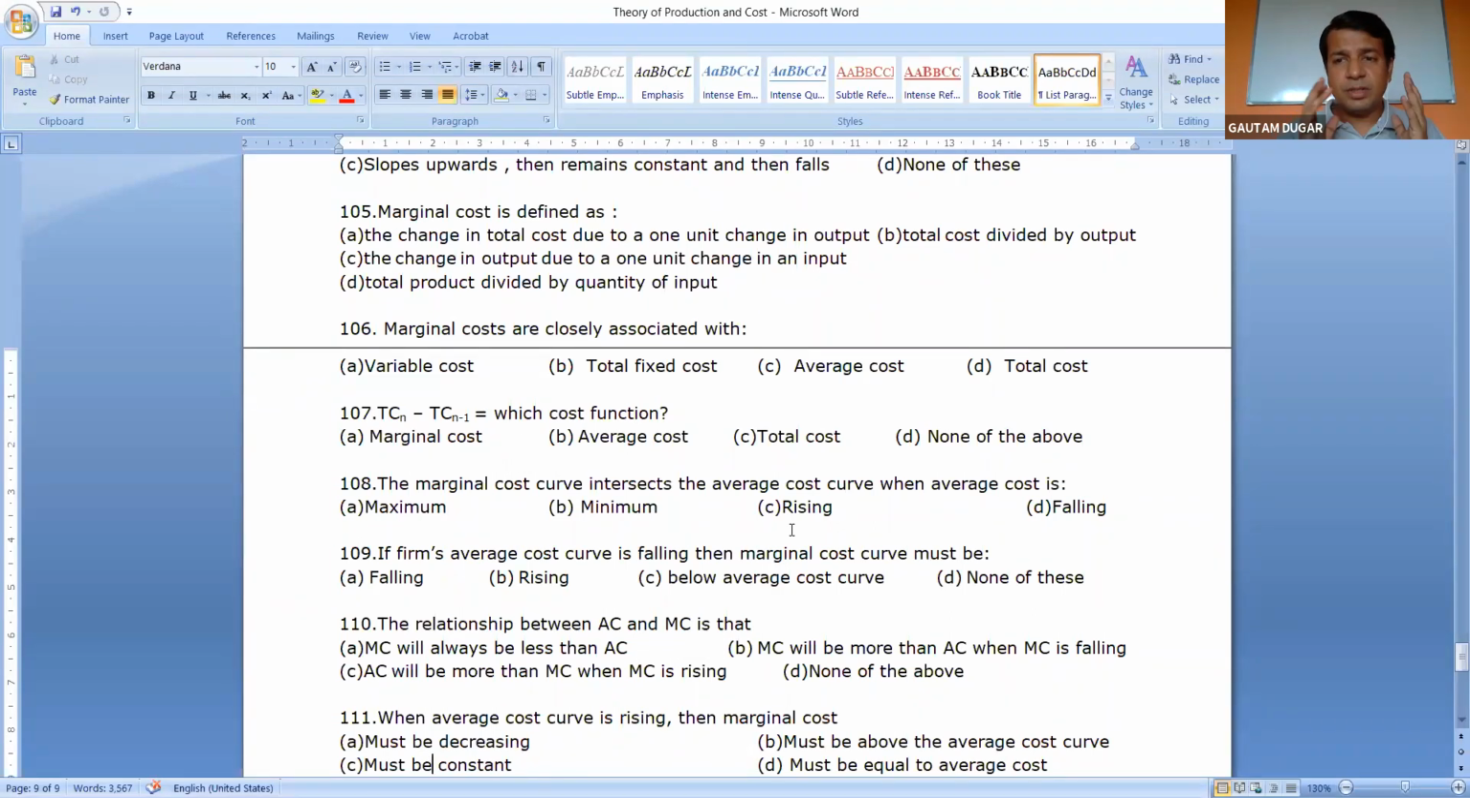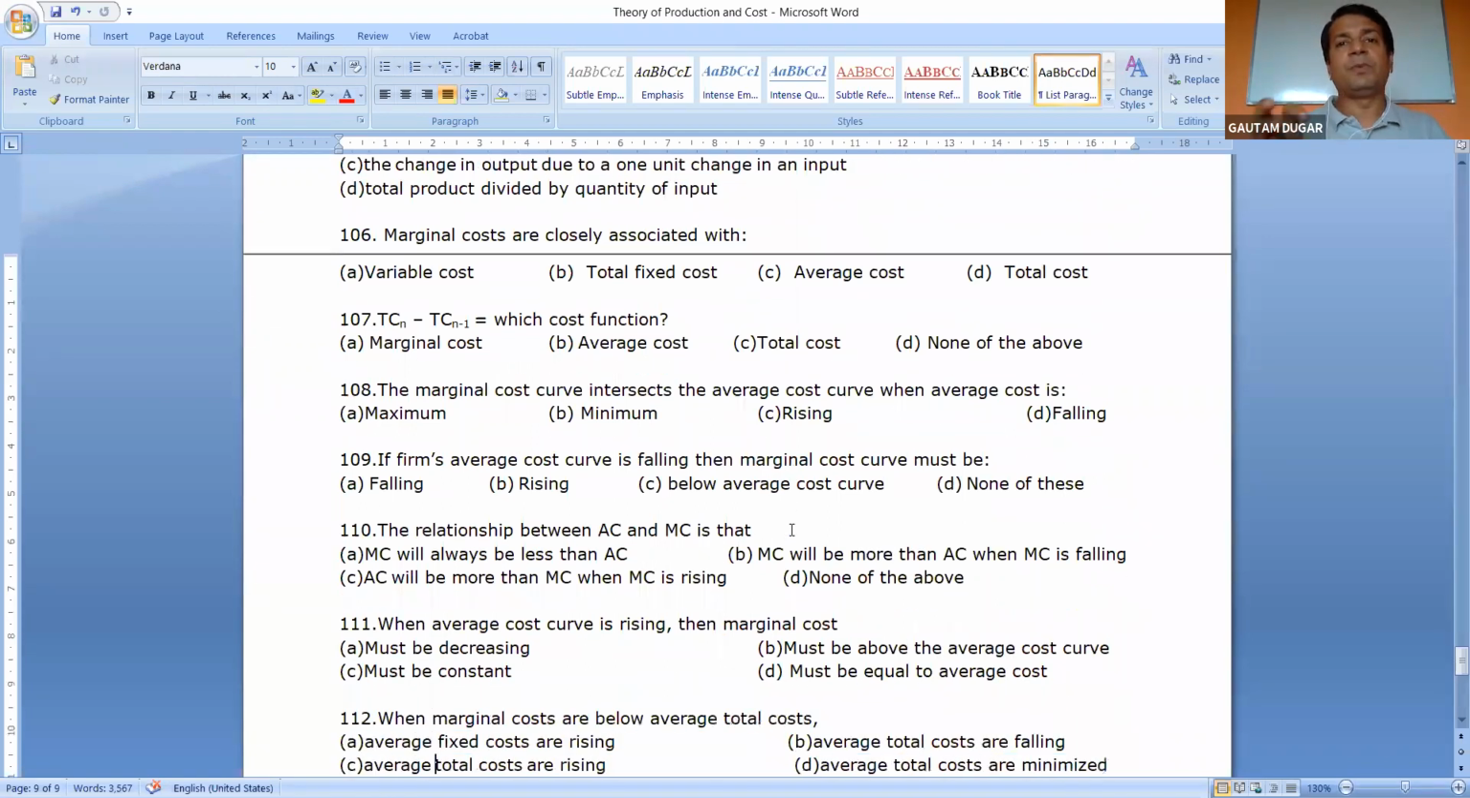I tried to do the best of justice, though the time was not enough. But still, I've tried to do justice to the topic. Discovering only the portion of theory of production requires 2 to 3 hours, and the cost requires another 2 to 3 hours. But try to sum up just in 2 hours the entire thing.